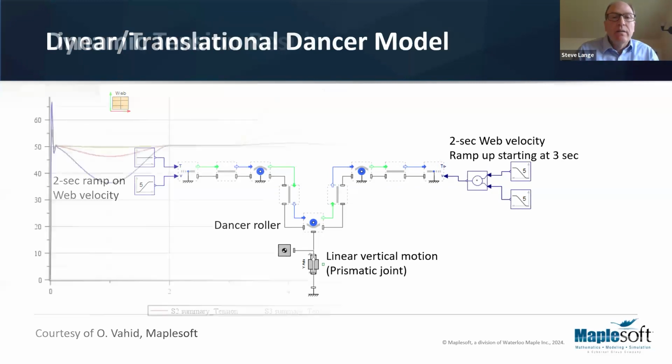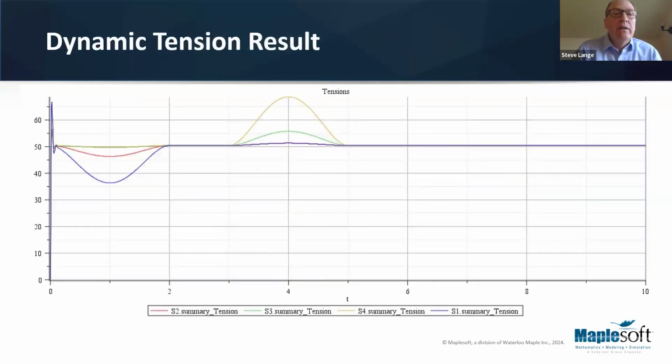So there are some tension dynamics from this movement. You see initially the first 2 seconds where web is feeding into that dancer, the tension is dropping. And then for 1 second, it's stable until the web is pulled out of the dancer, and you get an initial spike for 2 seconds while that happens. So this is showing some of the dynamics that can be modeled within MapleSim.